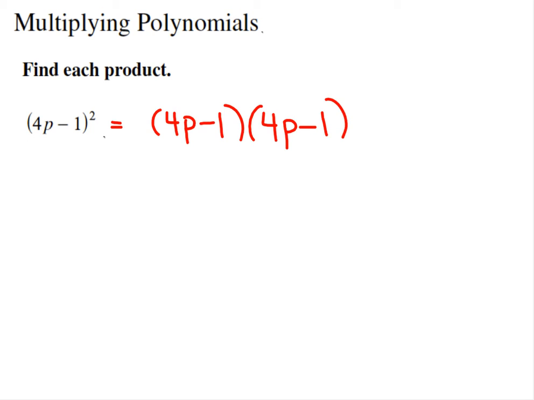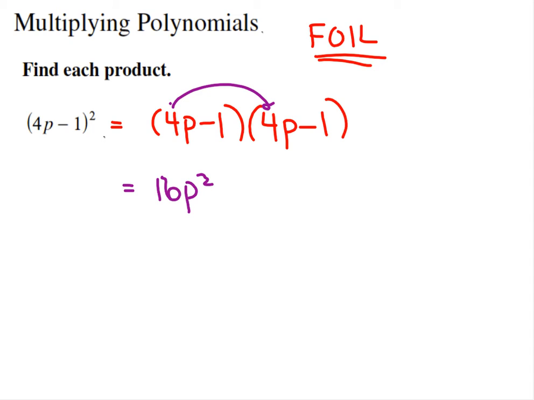So we have to do the same thing. We have to FOIL this. So be careful on these. So let's go ahead and FOIL it. We'll take first, 4p times 4p is 16p squared.